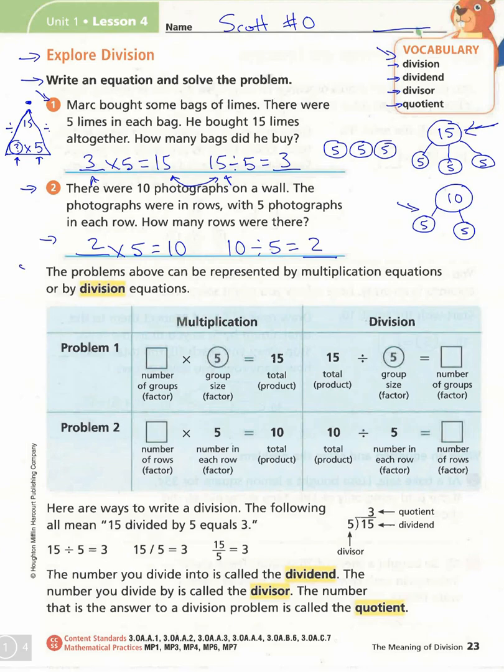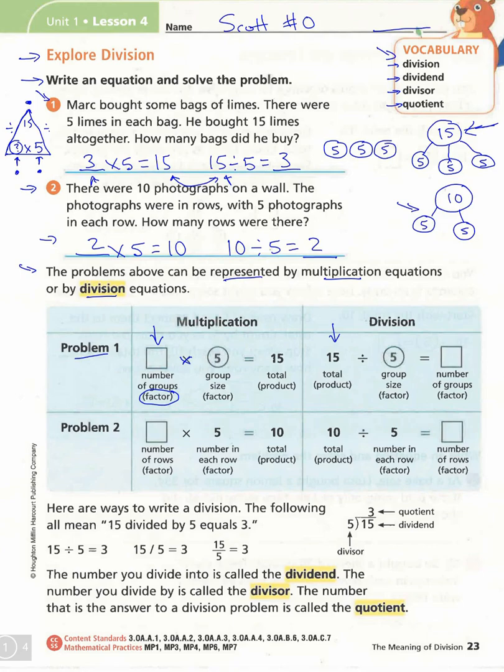Okay, so here we go. The problems above can be represented by multiplication equations or by division equations. And they're showing us what we just did. Problem number 1 here, we said how many groups of 5 is 15. And that's what we did up there. And then we also did this: if we start with 15 and we divide by 5, how many groups? You can see that right here, they're using factors, because these are factors up here. That's a factor and that's a factor.